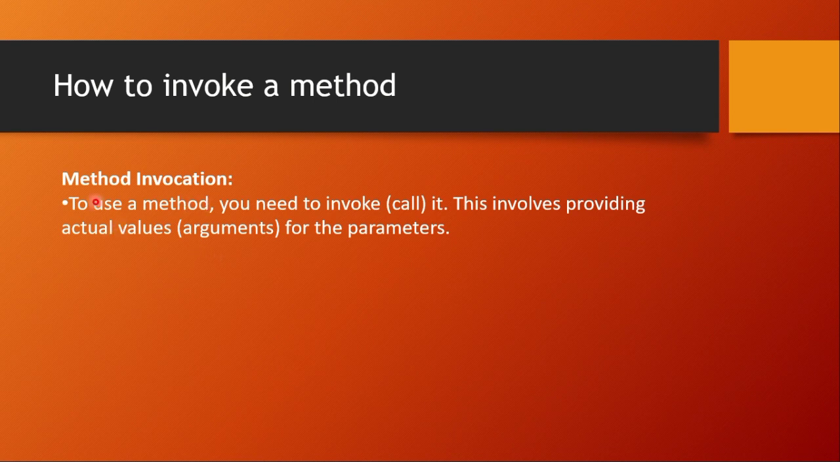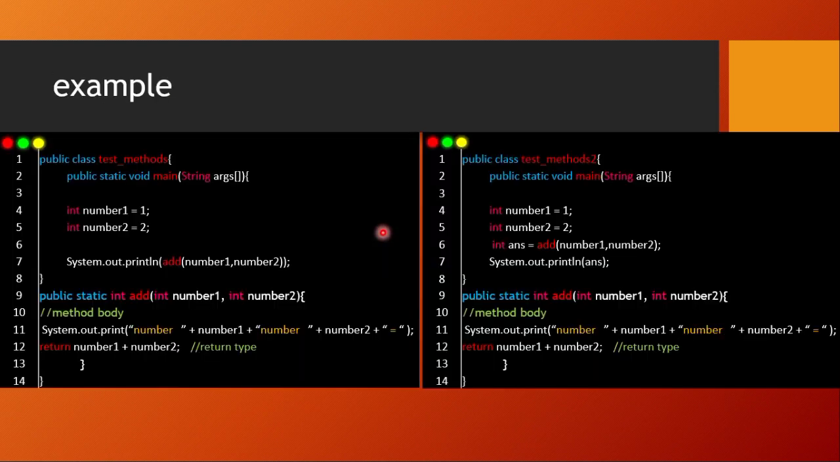So method invocation here: to use a method, you need to invoke or call it, right? It involves providing actual values. These values are called arguments, or actual parameters. So here's a basic example.